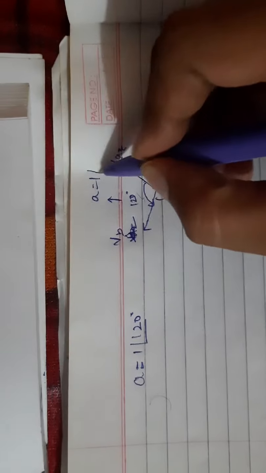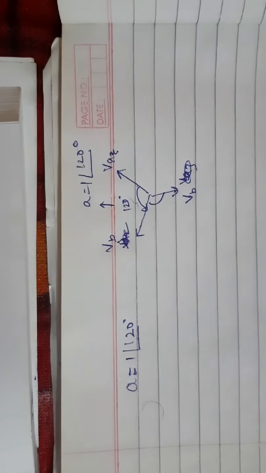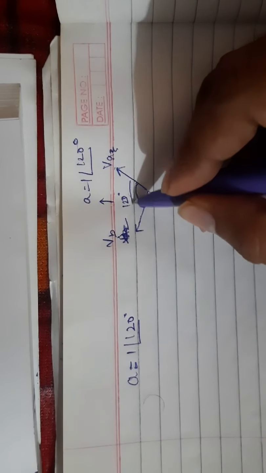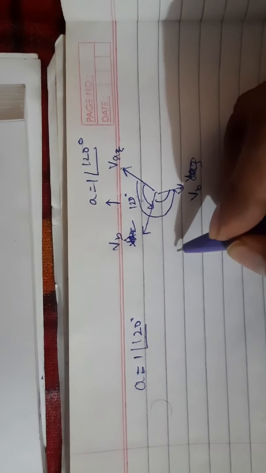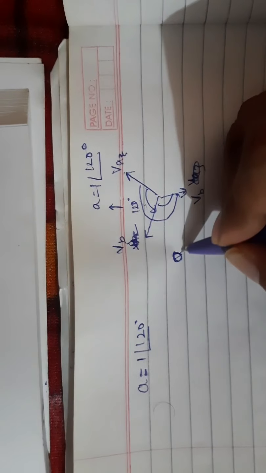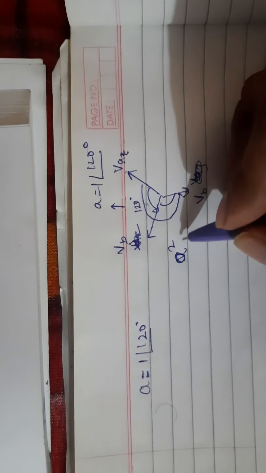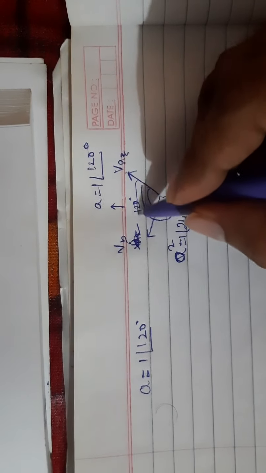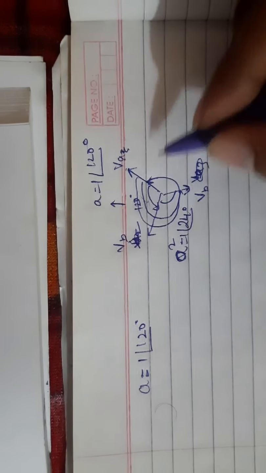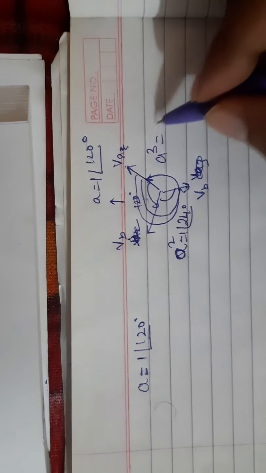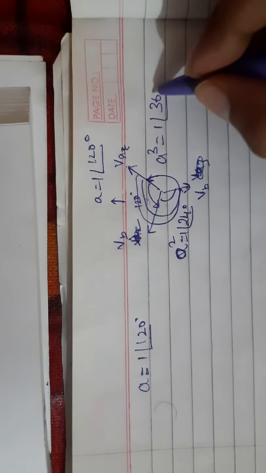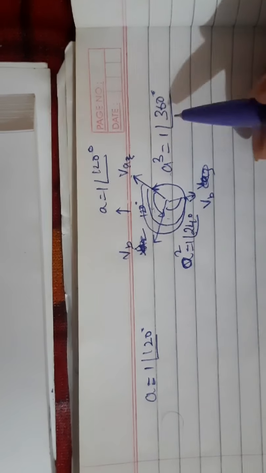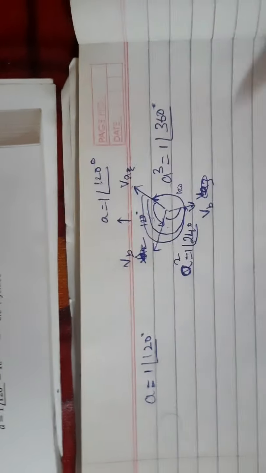It is 1∠120, the movement is 120. So we are moving from VB to VC, so the movement we take from here twice. So this becomes a squared, twice, this a and this a. So this is 1∠240 degrees, and from here it again moves to 360, that is a cubed, that is 1∠360. So 120, 120 it is 240, again this is 120, it is 360, that is the j operator.